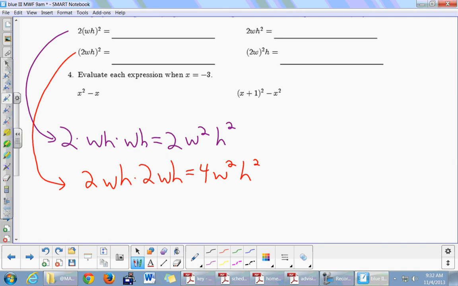Okay, let's jump down to the bottom right one here. What's being squared in this case? 2W. So we put another copy of 2W, and what's still sitting at the end? H. So that's what we have to mush together. 2 times 2 is 4. W times W is W squared. H is just single H, and we just write H. So 4W squared H.